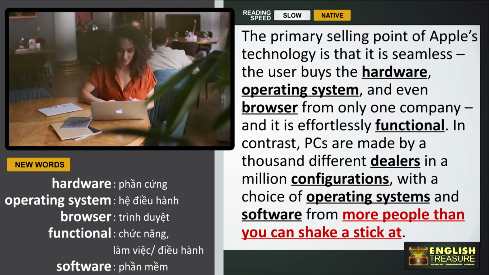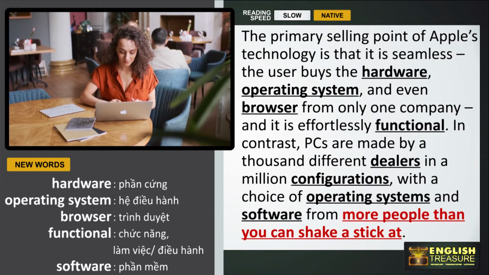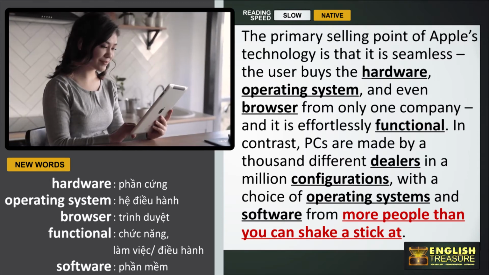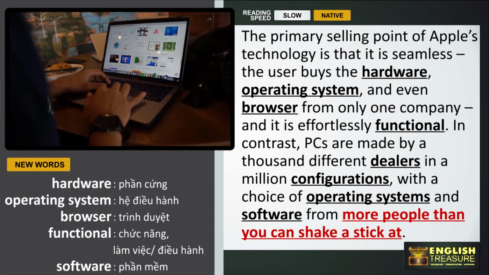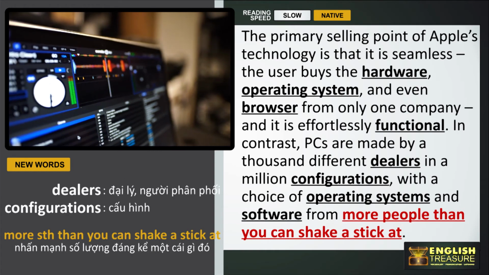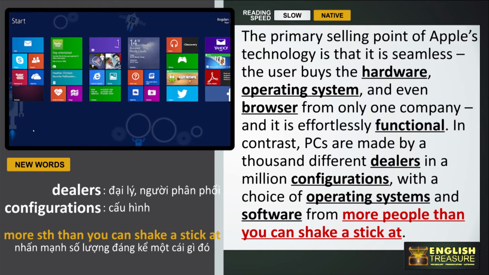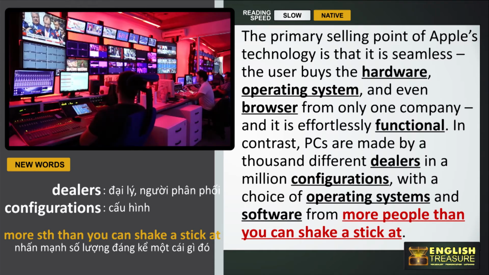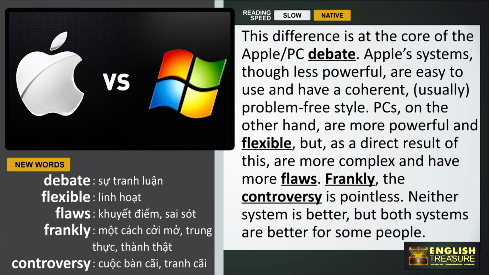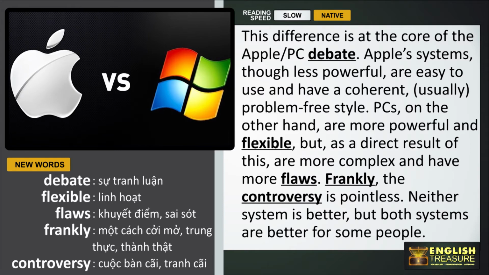The primary selling point of Apple's technology is that it is seamless. The user buys the hardware, operating system, and even browser from only one company, and it is effortlessly functional. In contrast, PCs are made by 1,000 different dealers in 1,000,000 configurations, with a choice of operating systems and software from more people than you can shake a stick at. This difference is at the core of the Apple PC debate.